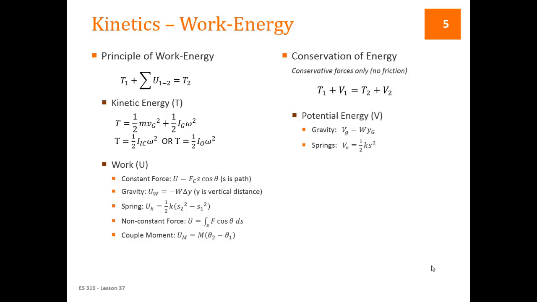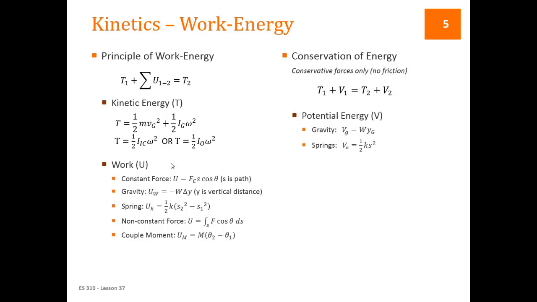We also looked at kinetics through the work energy method. The principle of work energy states that the kinetic energy of an object plus the work done on that object is equal to the final kinetic energy of the object. To find kinetic energy in a linear sense, when it's translating, it's 1/2 mv squared. When it's rotating, it's 1/2 I omega squared. The combination is true for rigid bodies. For particles, you only need this first term.